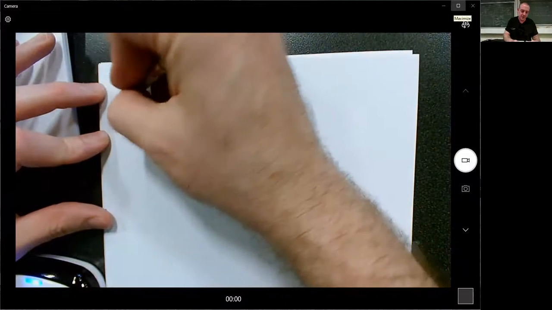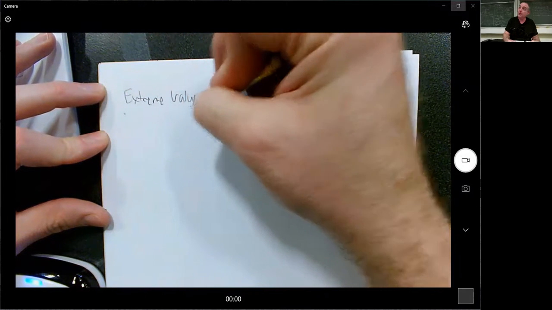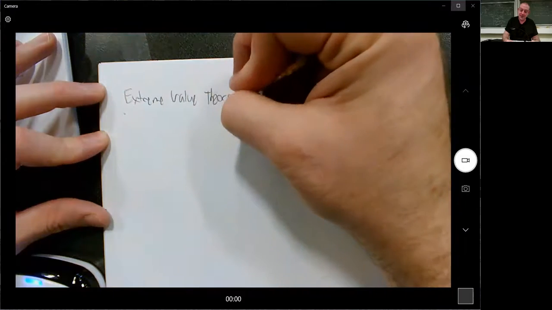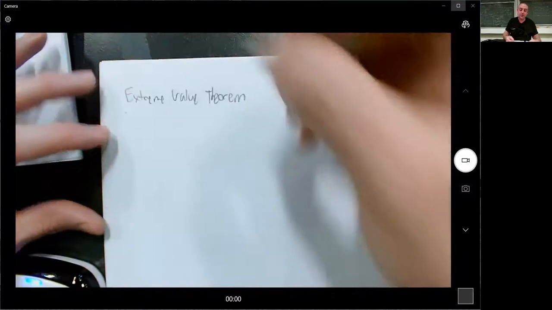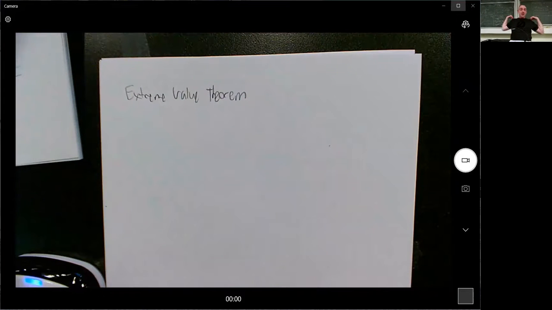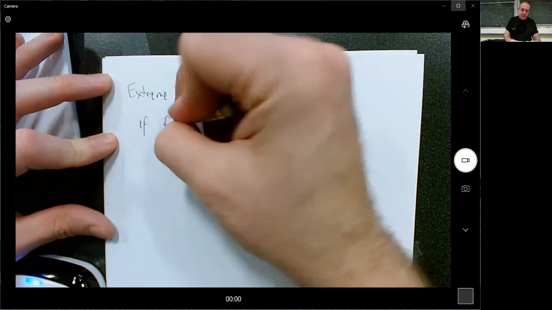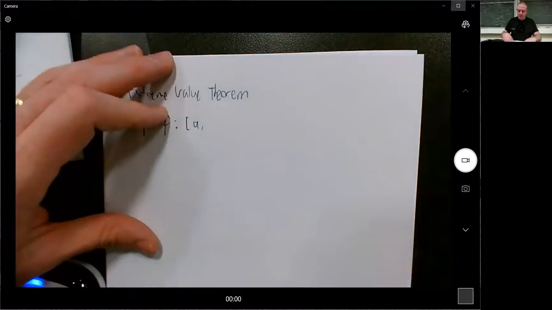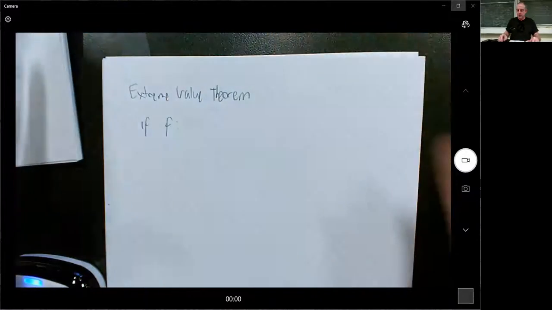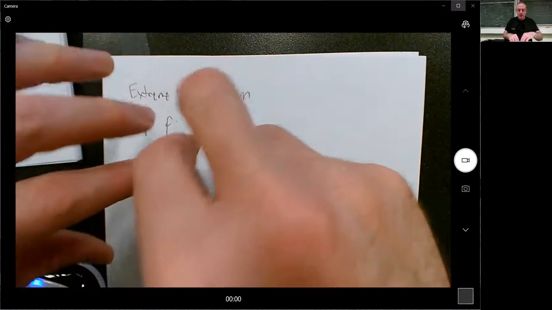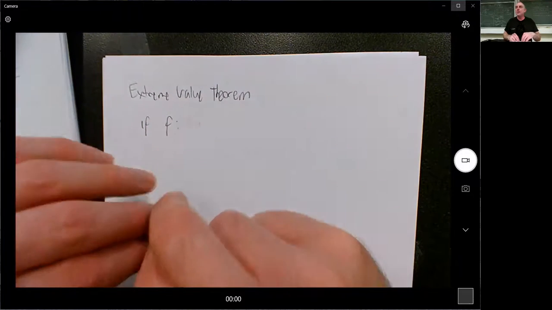I was asked about the extreme value theorem. The extreme value theorem says, and I'm going to try and remember it from what I just looked at before and then check if I was right. So if f is a continuous, real valued function, and it's defined on a compact set, then it has a maximum and a minimum.